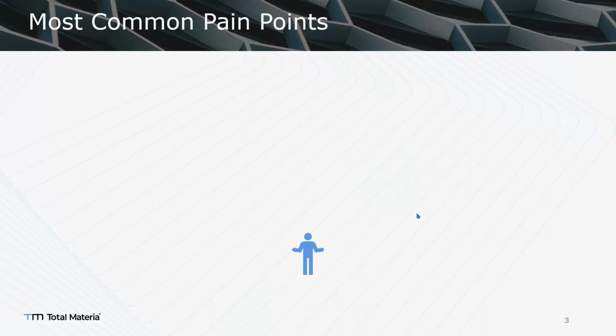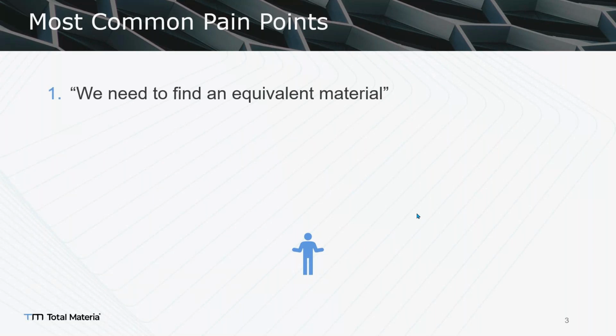Some of the most common pain points that our current customers are facing are the following, and you might be as well. Firstly, are you able to find an equivalent material? Sometimes your supplier comes back to you and says this material might not be available in the specific country, or it might not be compliant in the specific country you're trying to sell your product into. Being able to find equivalent materials quickly could help as well.